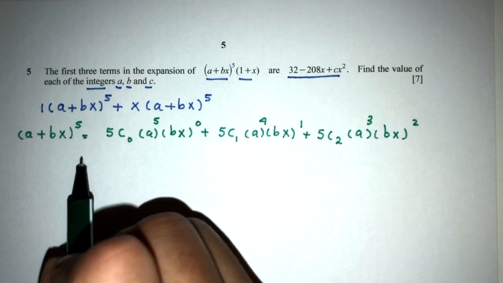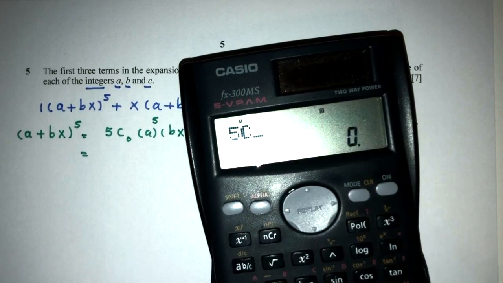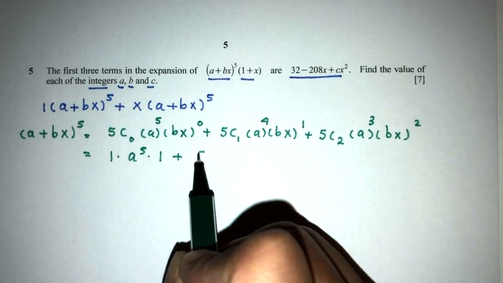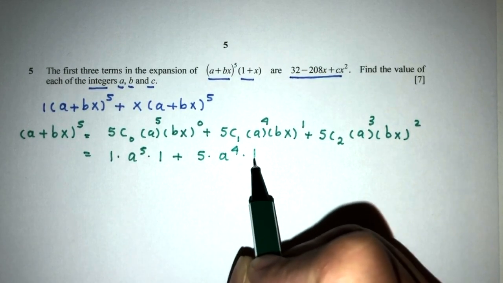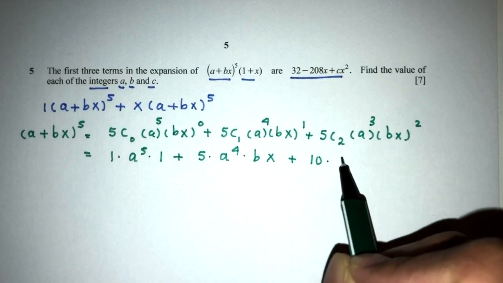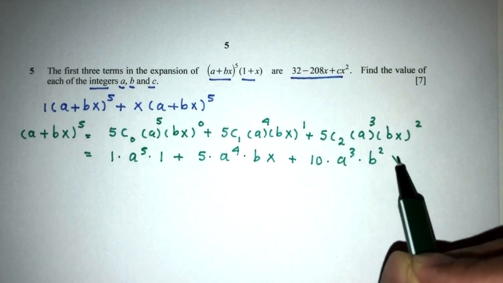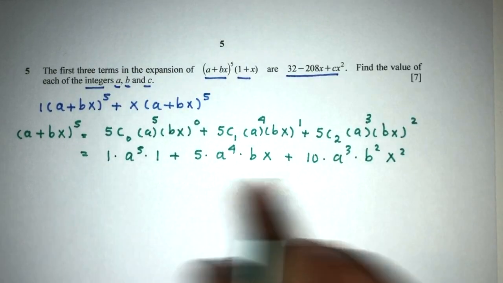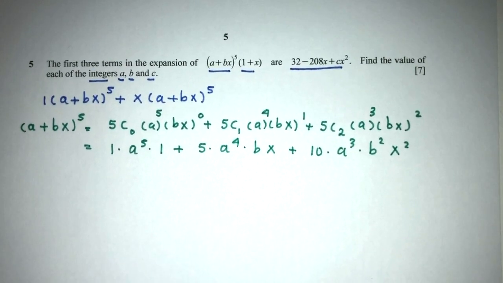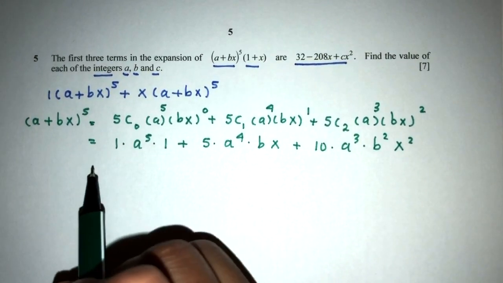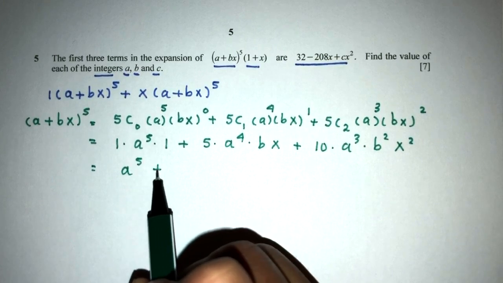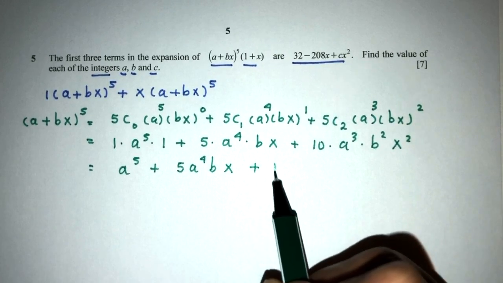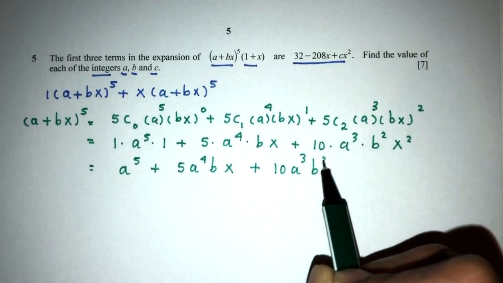Now simplify. 5 choose 0 is 1, that should be a power 5, and that should be 1. 5 choose 1 is 5, that should be a power 4, that should be bx, and that should be 10, that should be a power 3, b squared, x squared. Now check your answer, 5 choose 2 should be 10, right? So this is just the simplification of those terms. You will have that. And then let's see what happens. So the first one becomes a power 5 plus 5a power 4 bx and plus 10a power 3 b squared x squared.